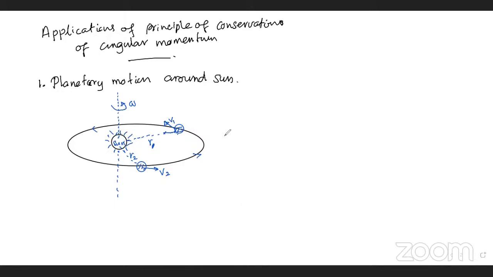So, you write there. In planetary motion, the gravitational force, within brackets write the centripetal force, always passes through the axis of rotation. So its moment of force is zero.